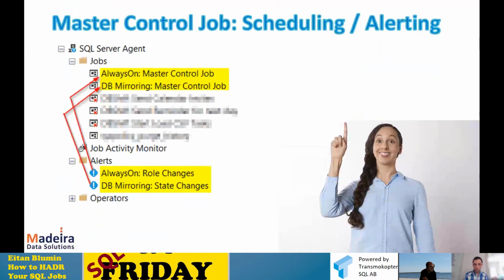But there is a better solution using a built-in mechanism of SQL Server called alerts. Alerts are event-based mechanisms that you can use to execute jobs. And they are event-based, as in whenever a server-level event is triggered, such as an Always On role change or database mirroring state change, when some kind of database changes from primary to secondary, from resolving to principal, mirror, whatever. Only then I would immediately want this master control job to run and make sure that everything is as it should be.